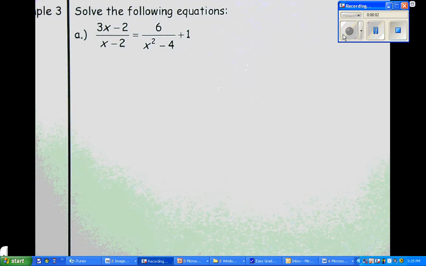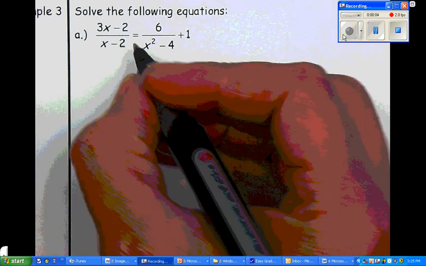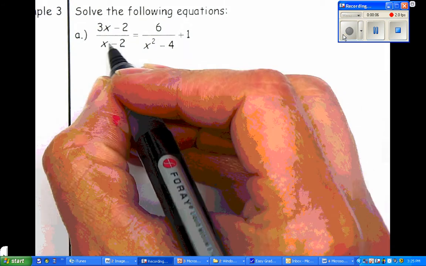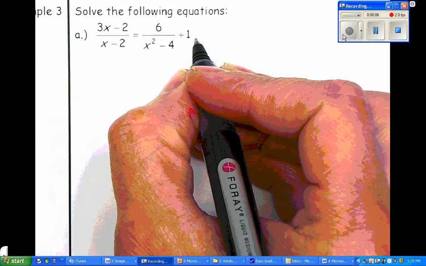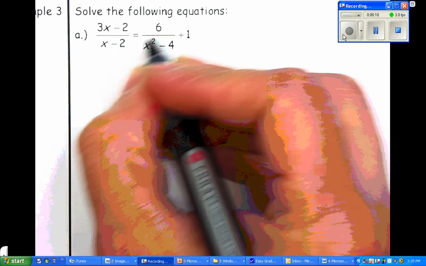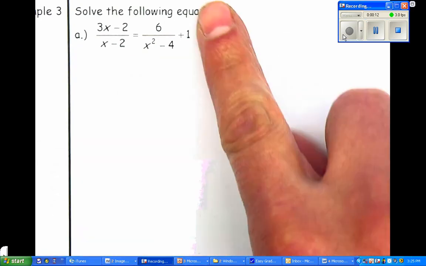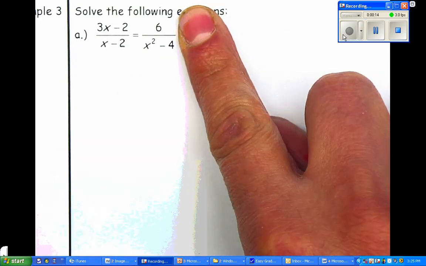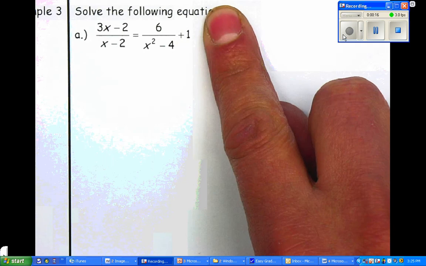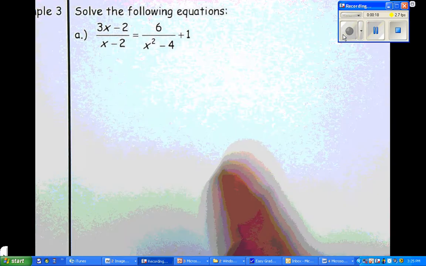Example number 3. We also have an equation. In this case, we have a fraction on the left, a fraction on the right, plus a number. We cannot cross multiply. If we didn't have the plus 1, then we would be able to cross multiply. But because we have two terms on the right hand side, we cannot multiply.